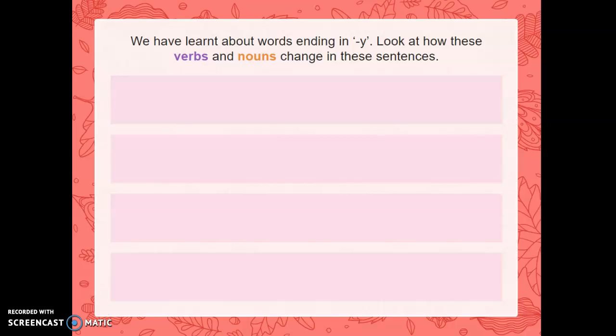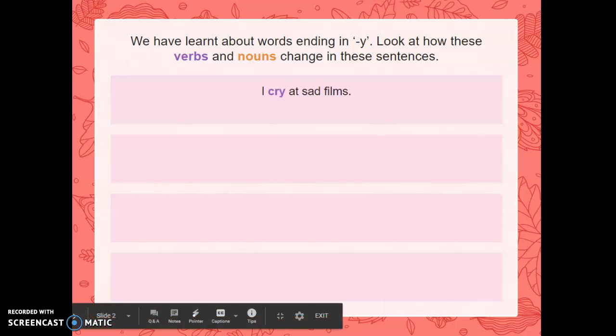Look at how these verbs and nouns change in these sentences. So, I cry at sad films. Mum cries at sad films. So, cry is a verb, and that's the I cry at sad films. That's talking about the first person, I, in that sentence. Mum cries at sad films. That's talking about somebody else. So remember, that is the third person. So we have been looking at how to add the es suffix to make the third person singular of verbs.